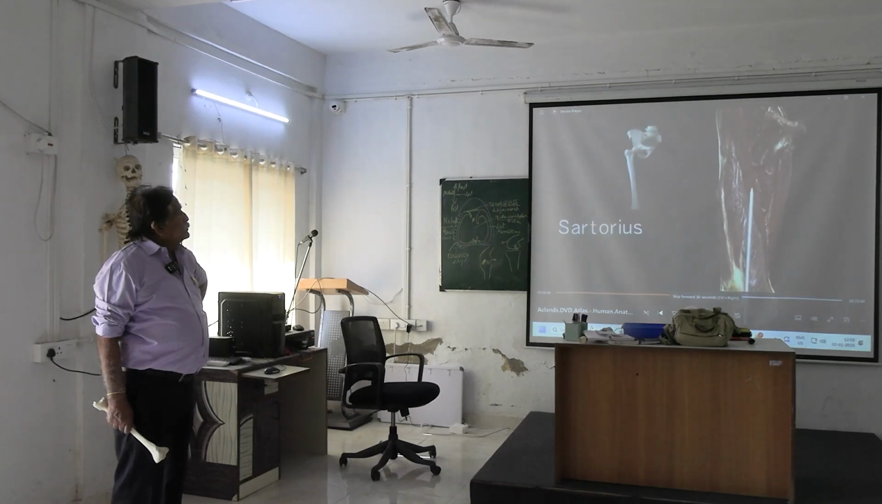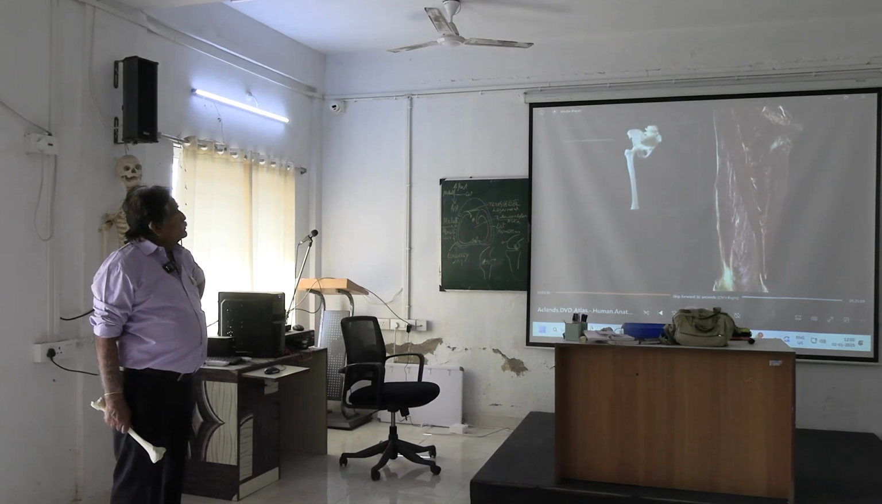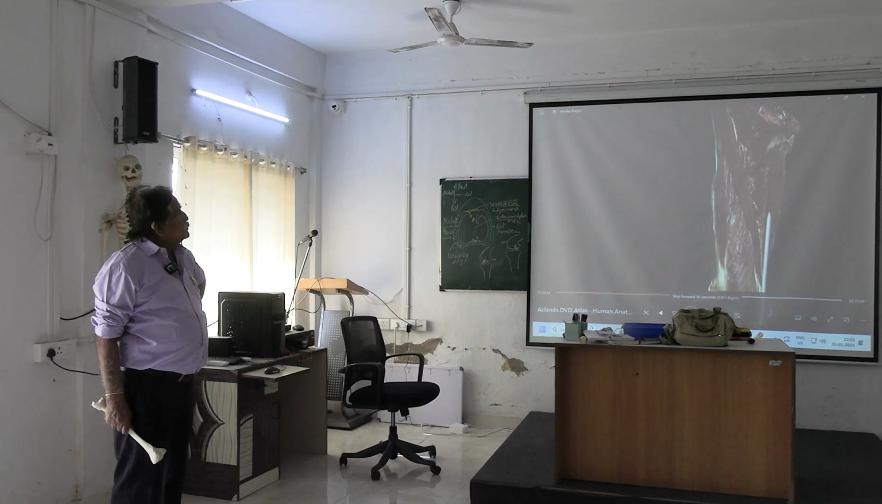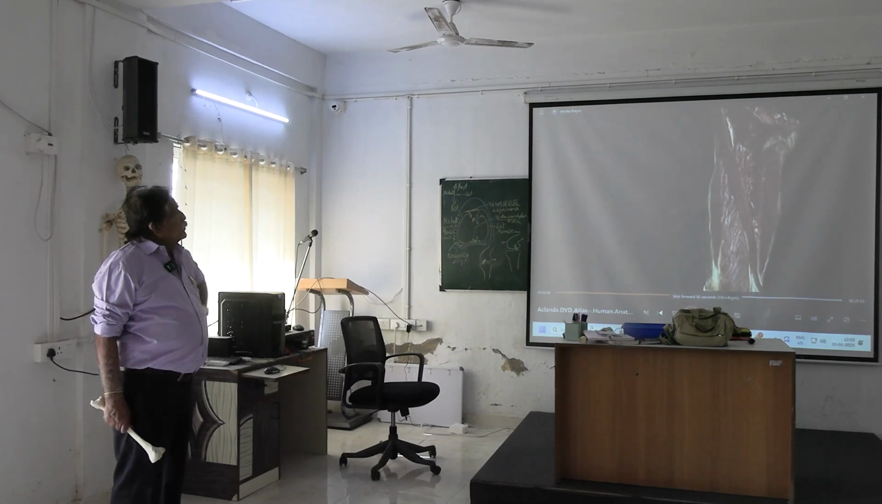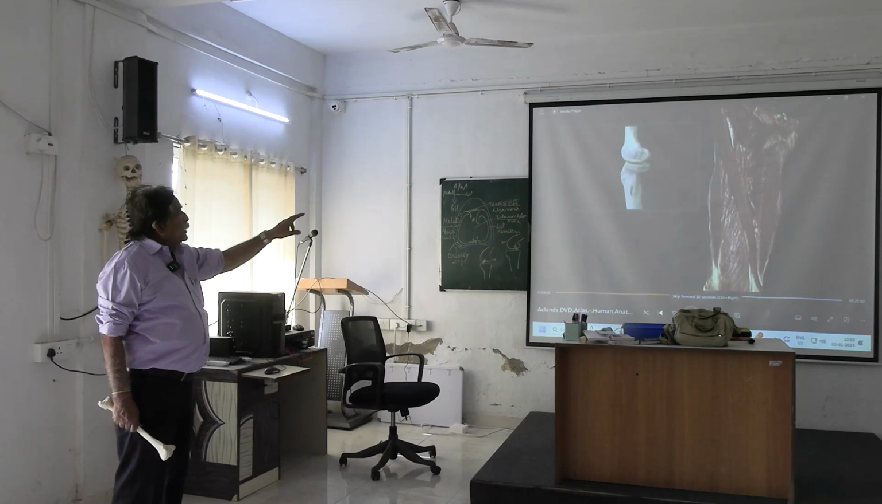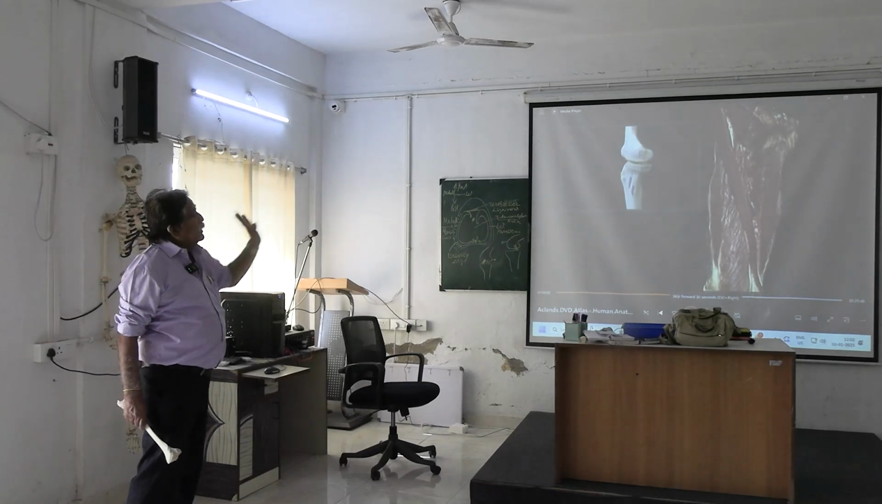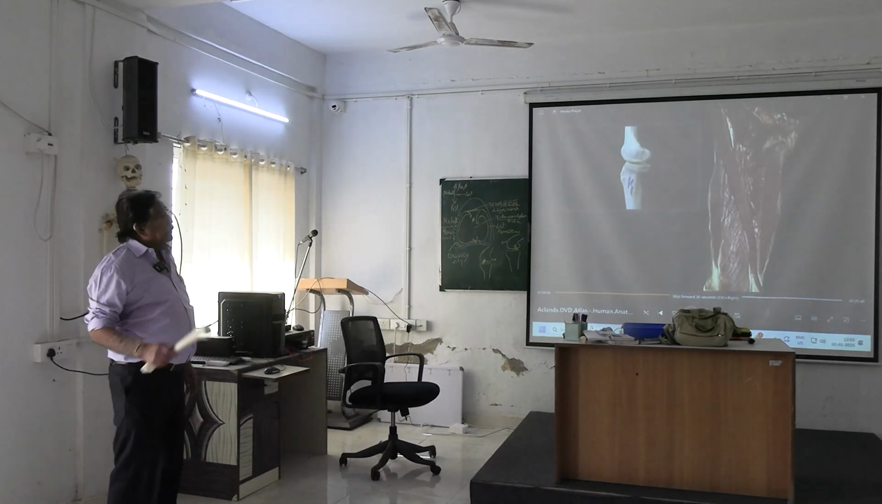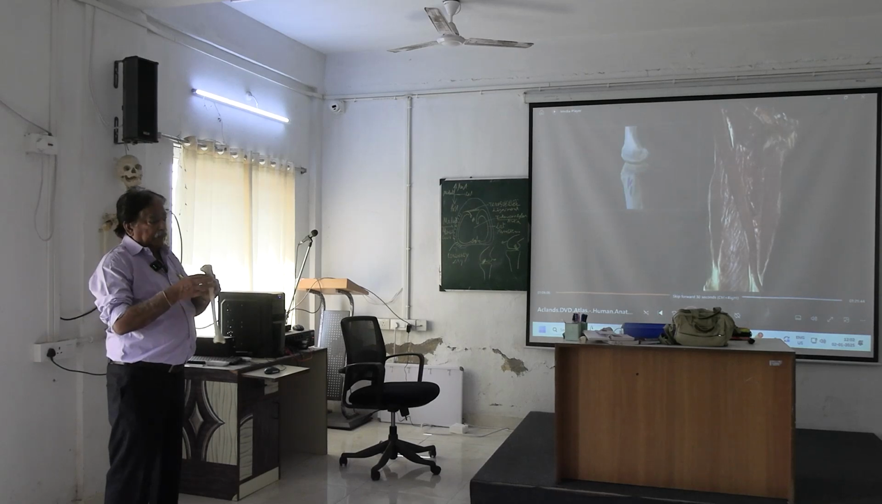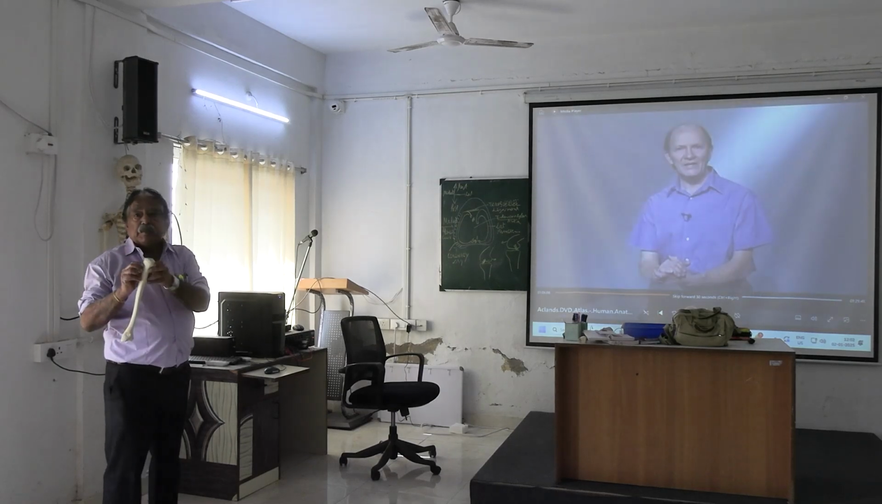Here's sartorius, which arises here. Here's gracilis, arising here, originating from the hip bone, and you can see it getting attached here. Sartorius attaches to the upper end of the tibia, on the medial edge. We've already seen the actions of these two on the medial side. At the knee, they help to produce flexion.